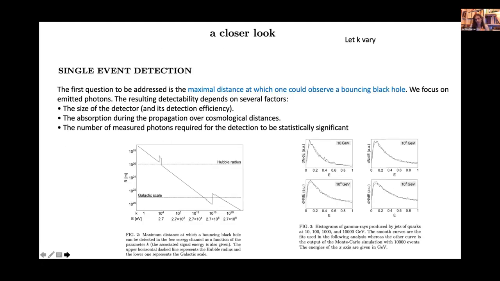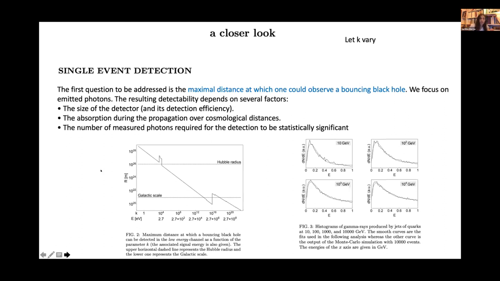Okay, now let's look a bit deeper and let's allow this k parameter, which enters the model and which fixes the lifetime, to vary. The first question to address is the maximal distance at which one should be able to observe a single bouncing black hole. So I decided to focus only on emitted photons. You know, photons are a tiny percentage of the emitted energy, but they travel in a straight line. They are not significantly absorbed. They are easy to detect. So even though we lose something like 98% of the signal, I prefer to focus only on gamma rays.